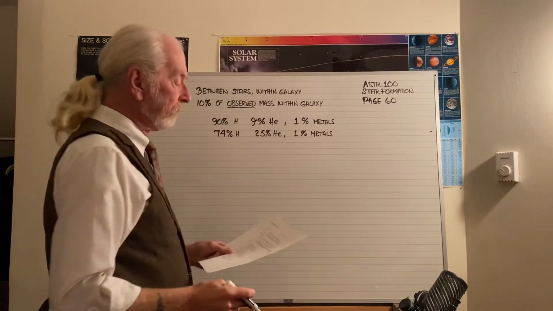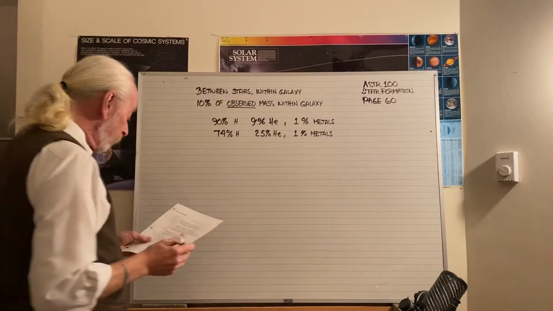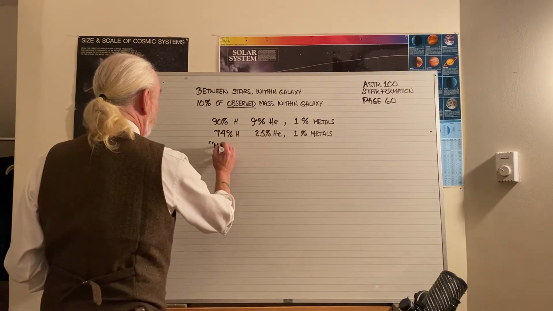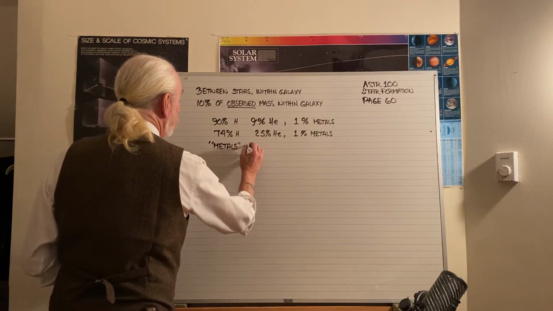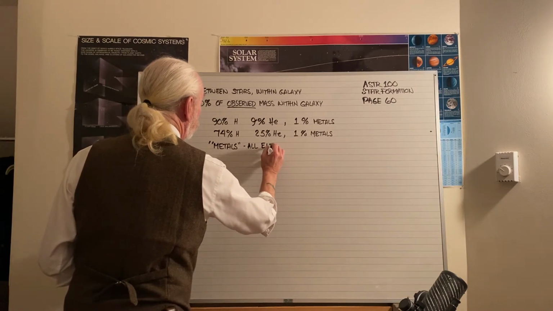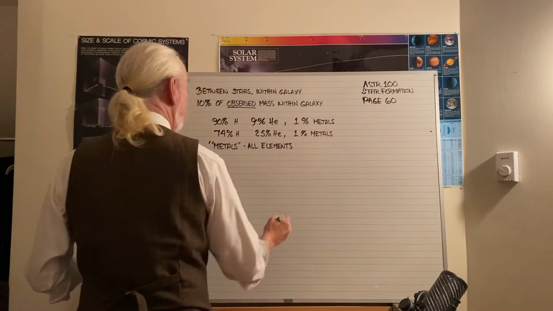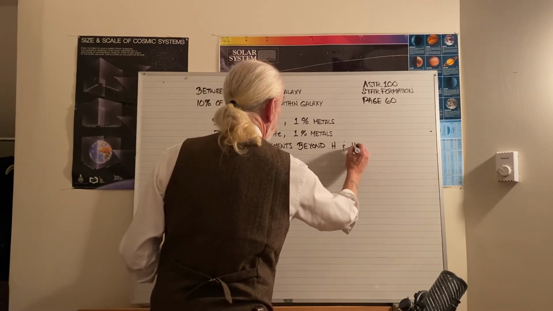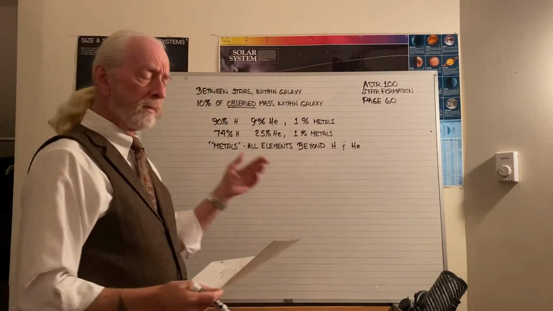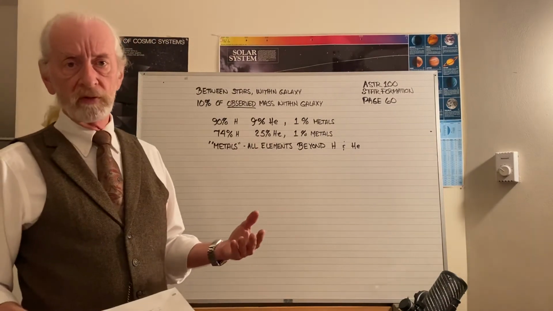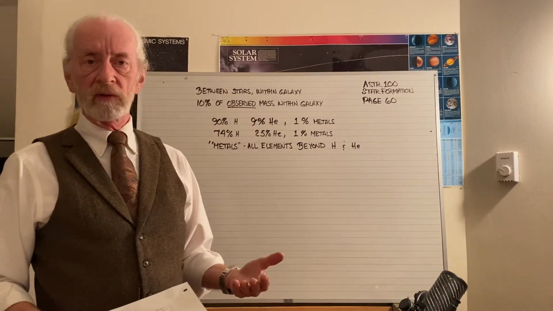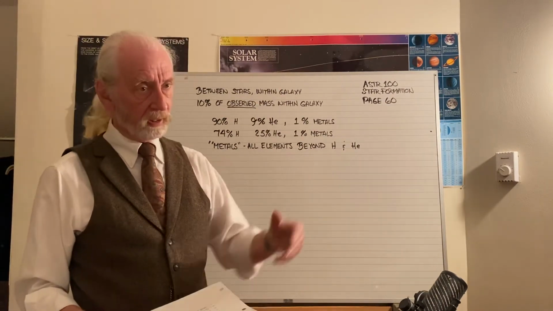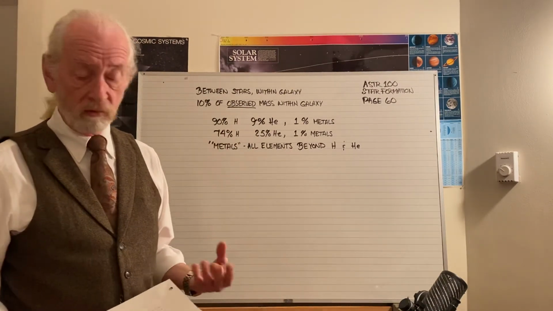I'll just say this about metals. What do we mean by metals? Well, metals are considered by astronomers all elements beyond hydrogen and helium. That's partly because all the other elements in this universe are Johnny-come-latelies. At the very beginning of this universe, there was hydrogen and helium, and that's all there was. Later on, through the fusion process, the other elements came about. And we'll get into how those elements are formed down the road.